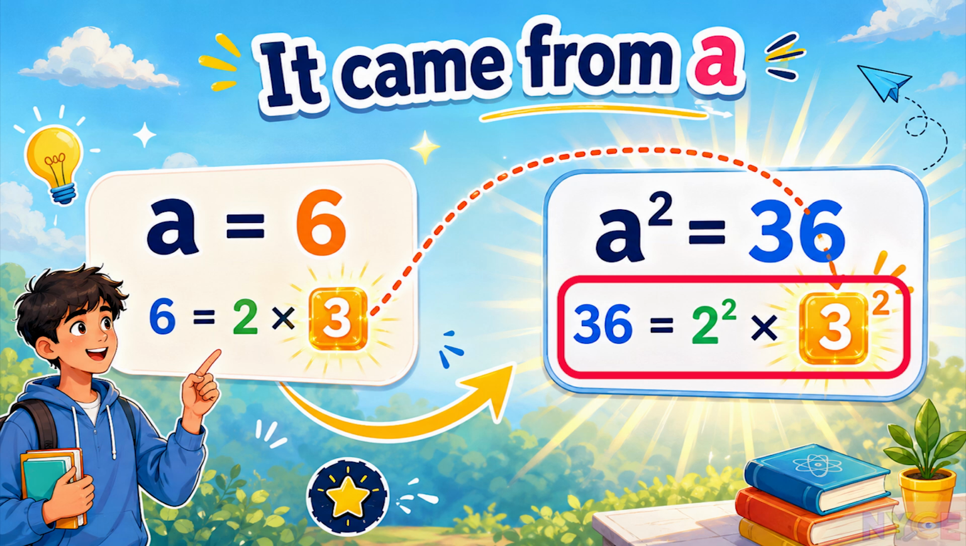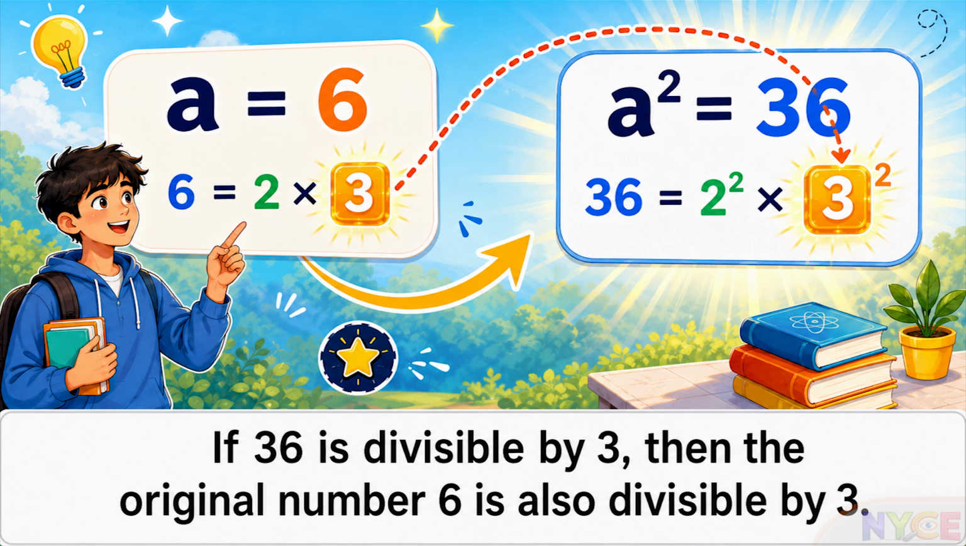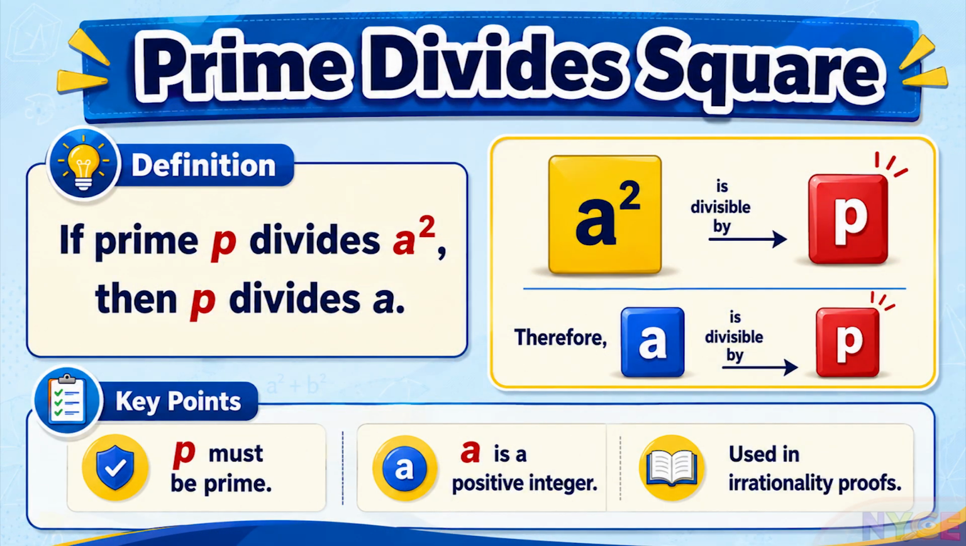Now here's the question. If we find a prime number inside the squared number, must that same prime number have already been inside the original number? For example, 3 divides 36. Did 3 divide the original number 6? Yes, it did. The prime 3 did not appear from nowhere. It came from the original number. This is the idea behind today's theorem. This theorem is like a small key that opens a big proof later.